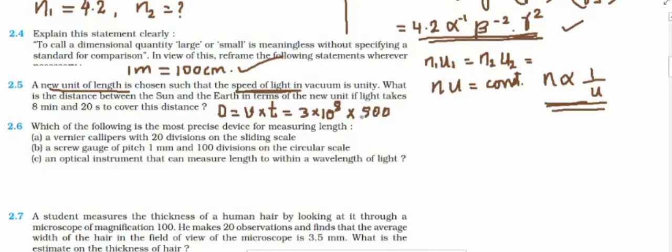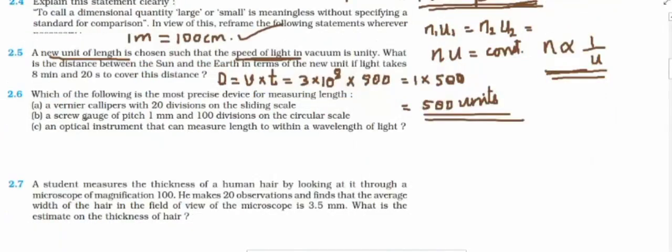Now in the new system of units, speed of light is taken as unit 1. That means 3 into 10 power 8 is taken as 1. And if 3 into 10 power 8 is 1, then this equation we have to write 1 into 500. So what is the answer? You will get the answer that is equal to 500 units, just like we take 500 centimeter, 500 units in the new system of units. So the answer is 500 units.